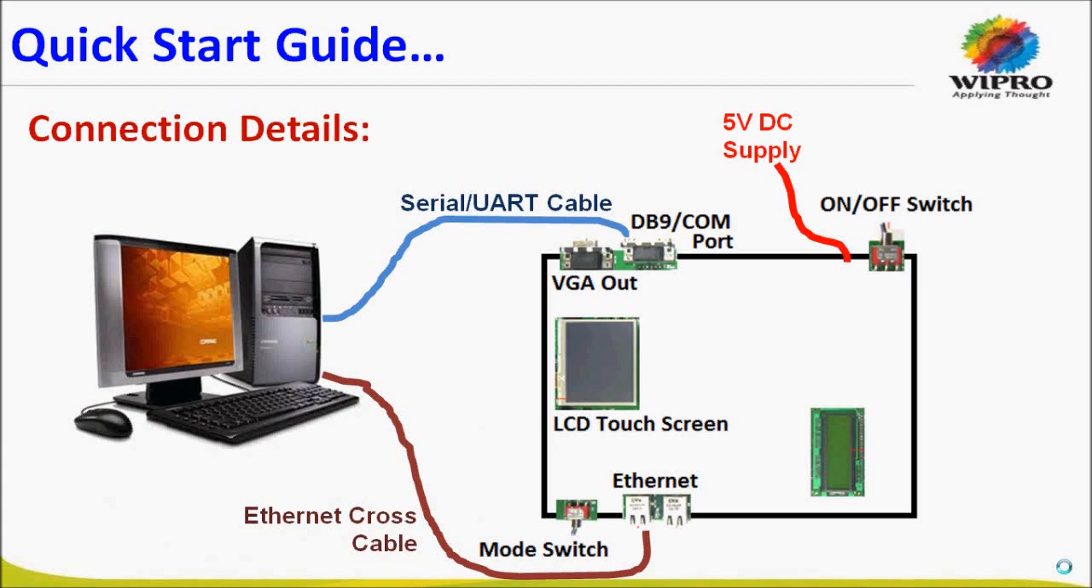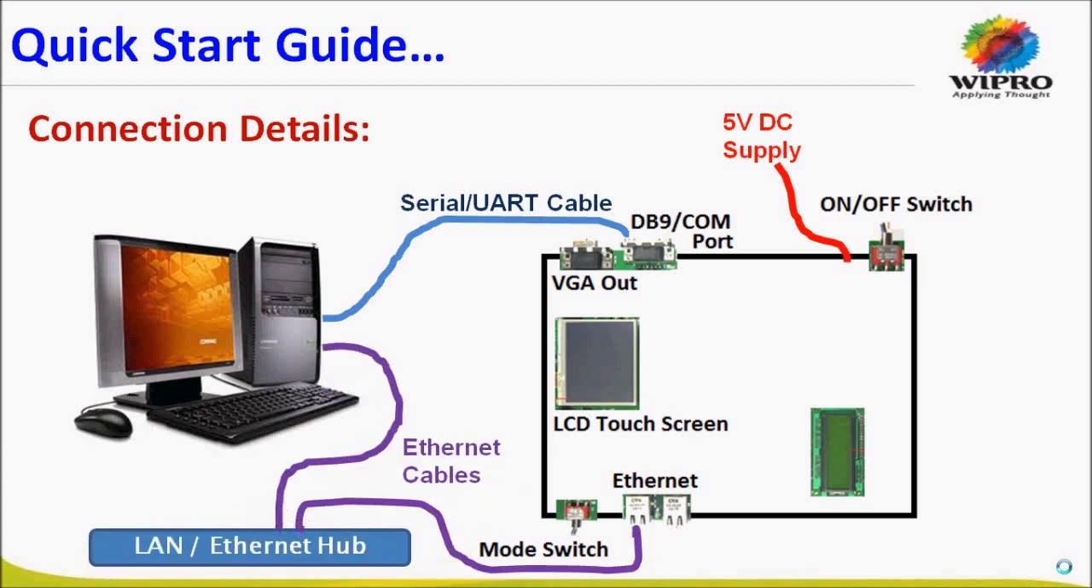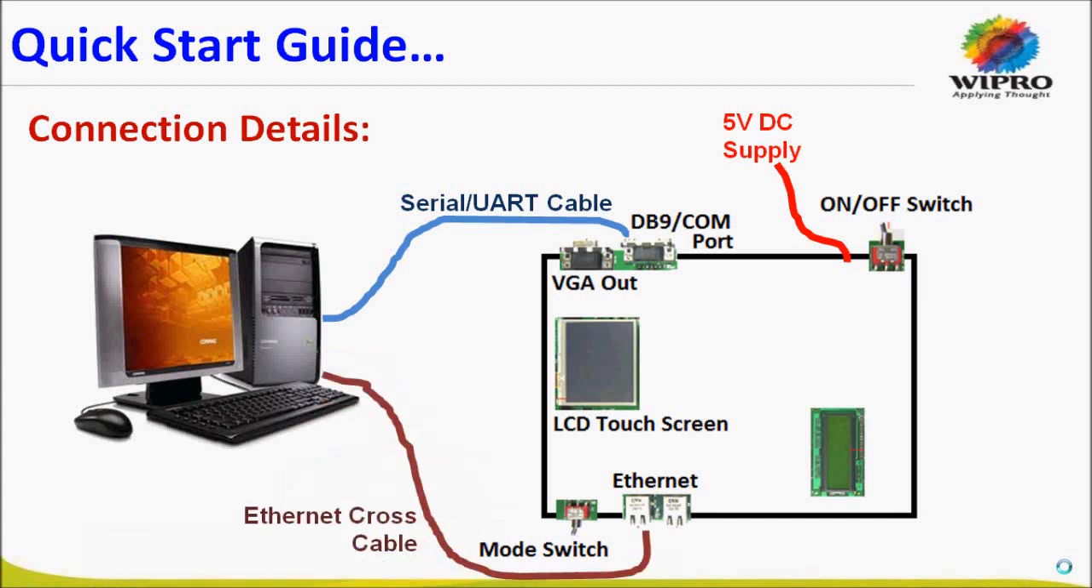In case of availability of LAN or a network hub, ULK-1 and PC can be connected to two ports of the network using normal Ethernet cables. For this tutorial, we will continue our explanation using Ethernet cross cable.